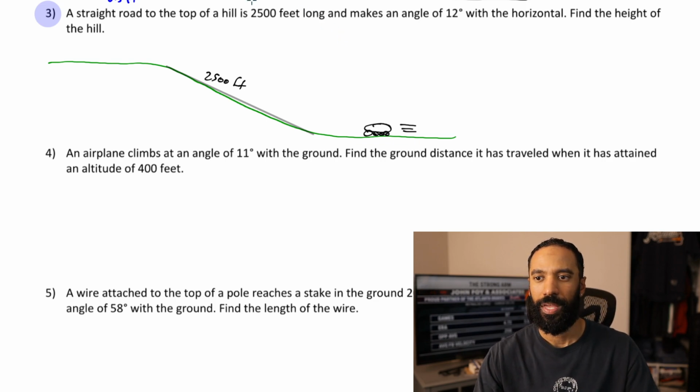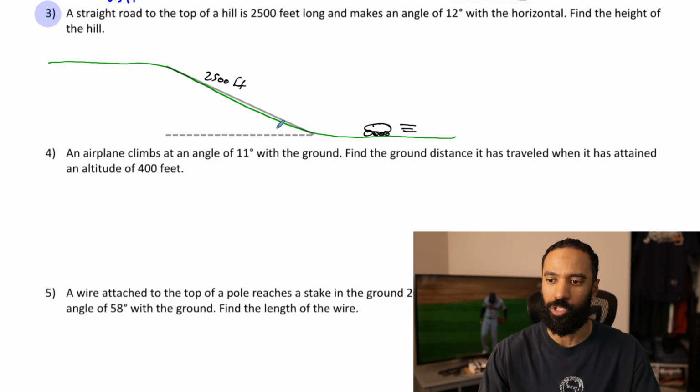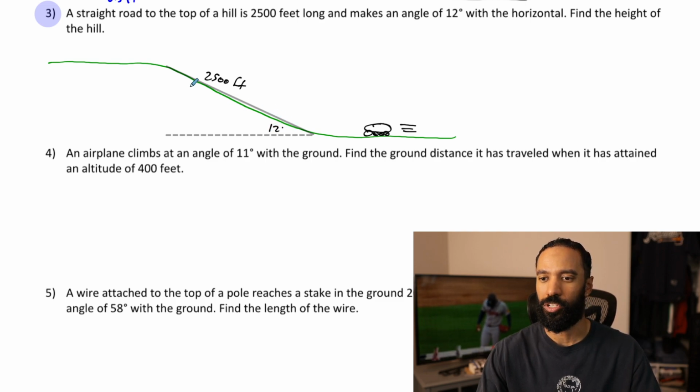What's the horizontal? It's an idea of if this car could drive through the hill or through a tunnel in the hill or something like that. That's the horizontal that the car is like driving on the ground. This part here is 12 degrees. Clearly not drawn to scale, but there's the 12 degree bit. So let's find the height of the hill.